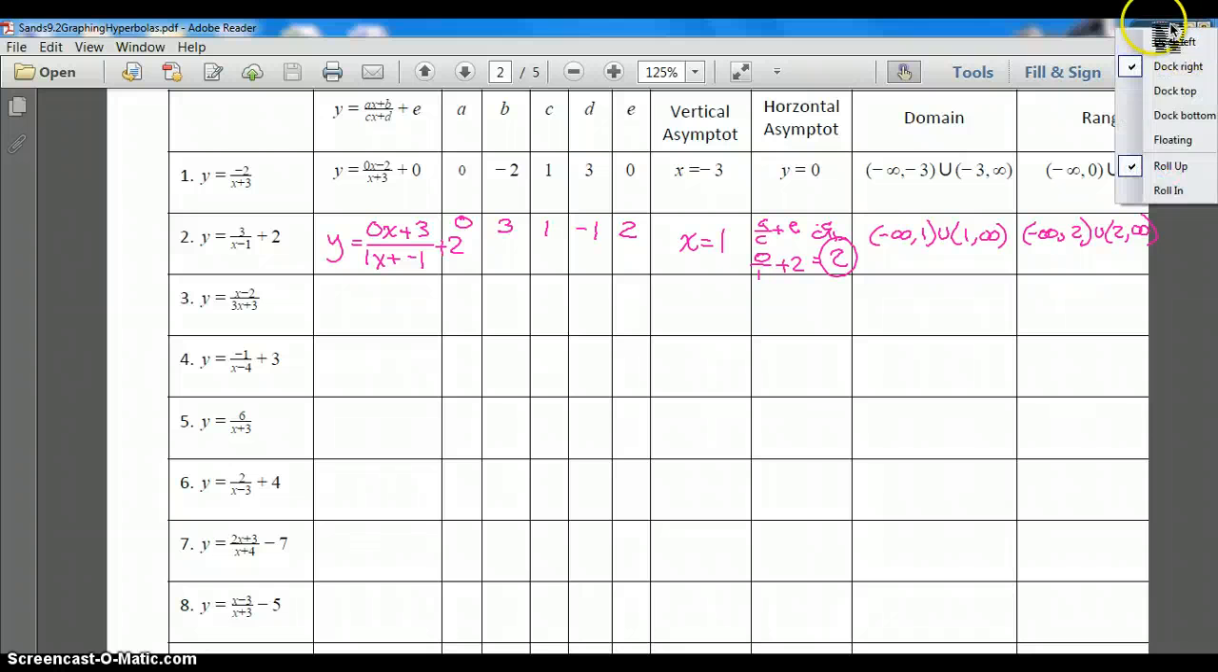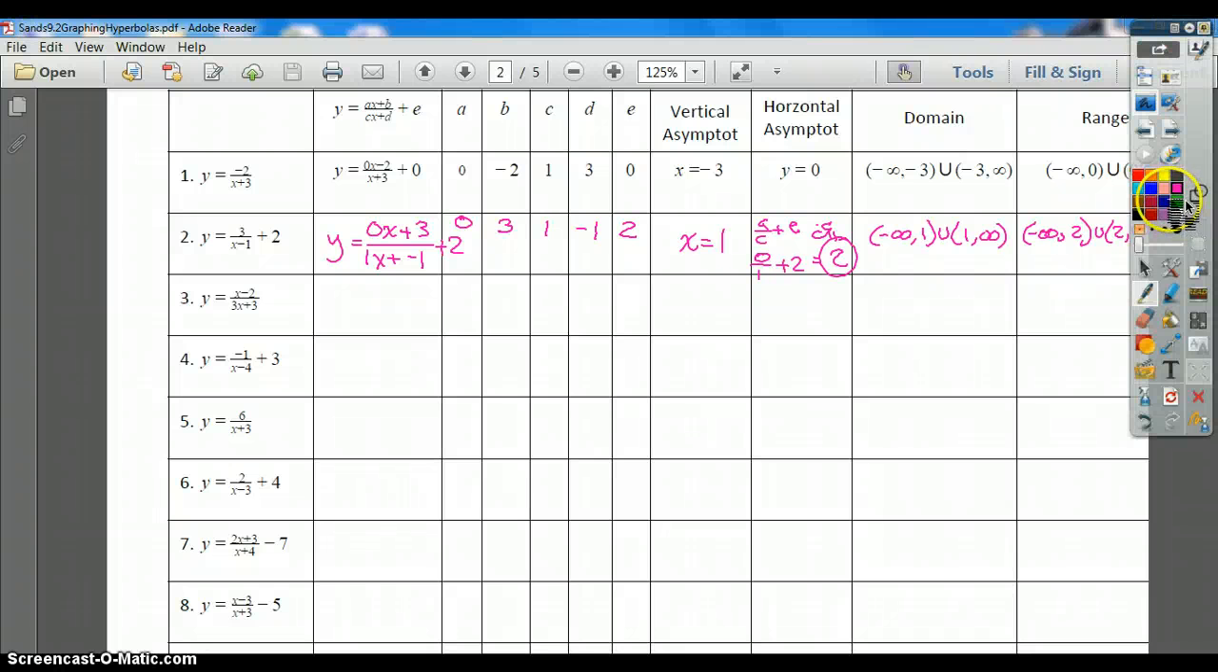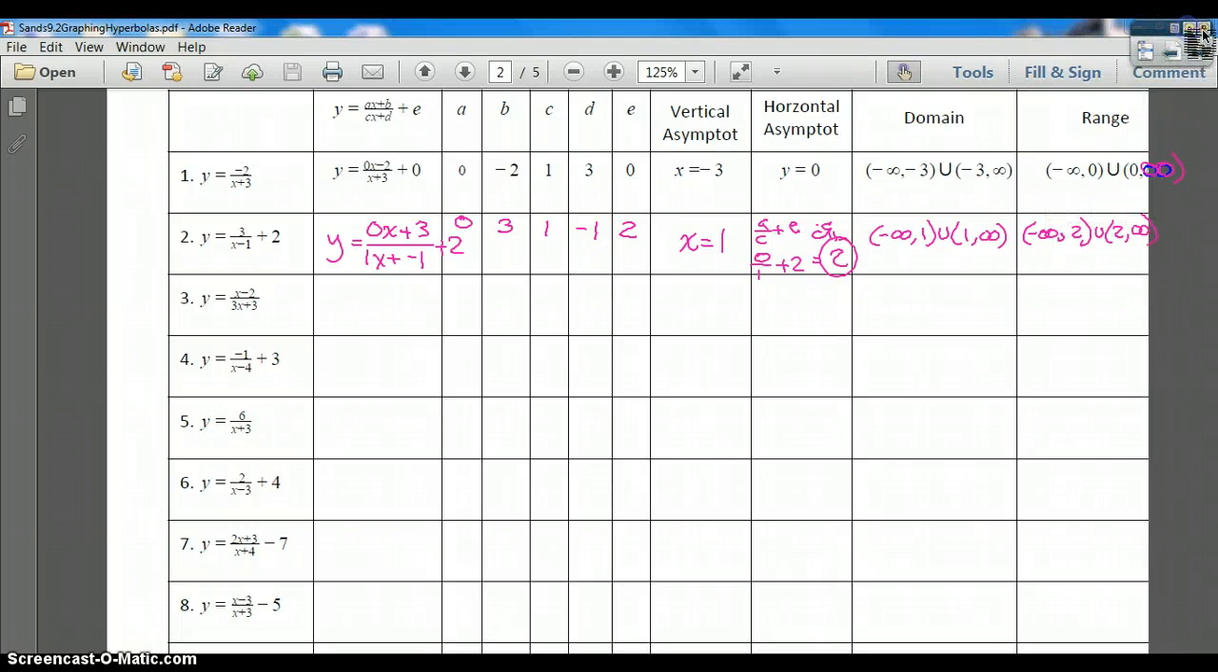I'm going to change colors here. What should we do? We'll do blue here. All right, coming down to number 3, I'm going to have 1x minus 2 over 3x plus 3 plus 0. There's my equation in that form. So that means A is 1, B is negative 2, C is 3, D is 3, E is 0.